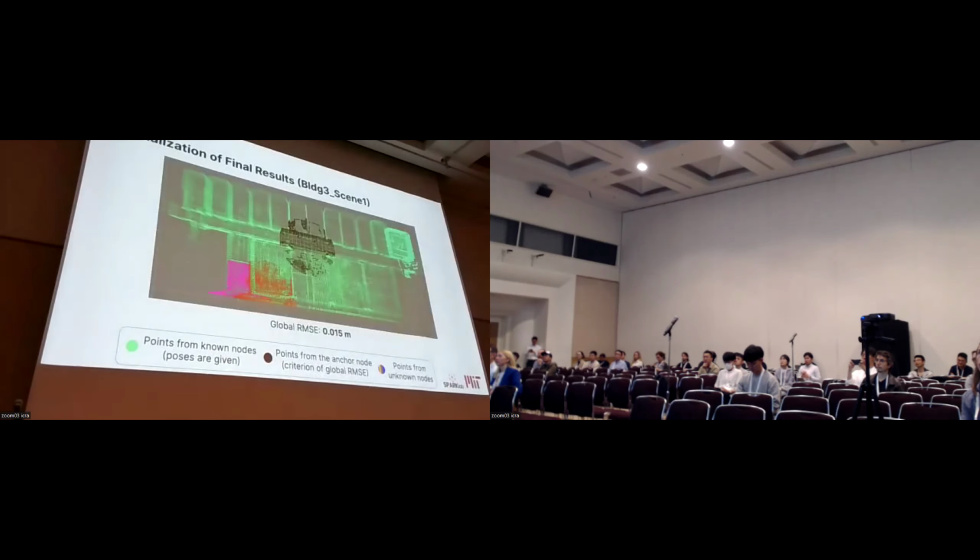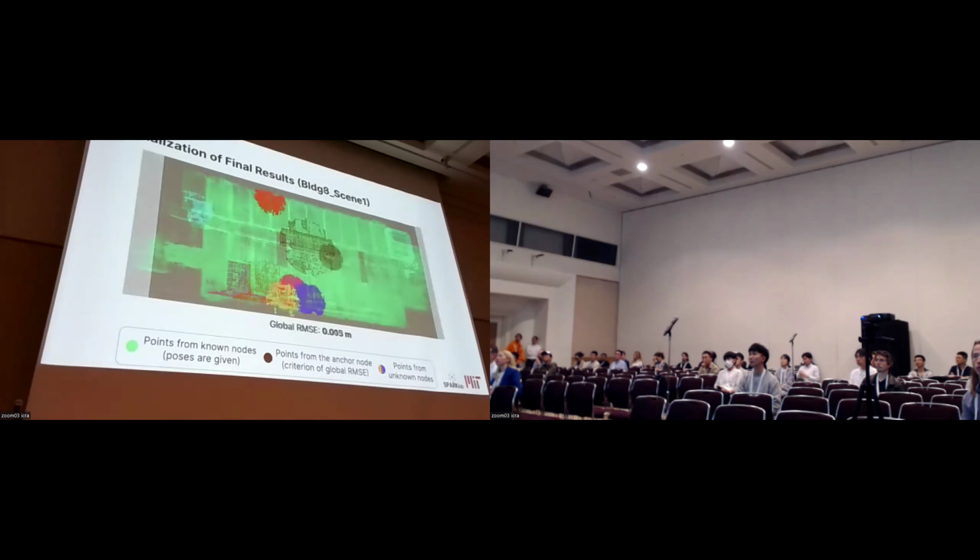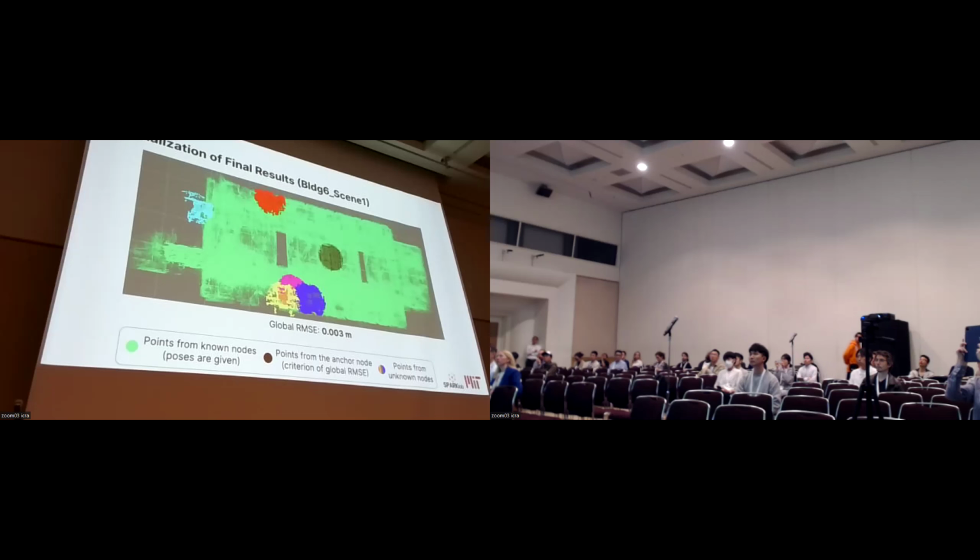All right, let's look at some results. This is a case where we have 6 known to unknown node edges and no unknown to unknown edges, which is the easiest case for our pipeline. And we're able to achieve centimeter accuracy in this approximately 40 meter by 20 meter scene. And this is a similar case where there's no unknown to unknown edges, slightly bigger, 70 meter by 30 meter, and we also get very good accuracy.